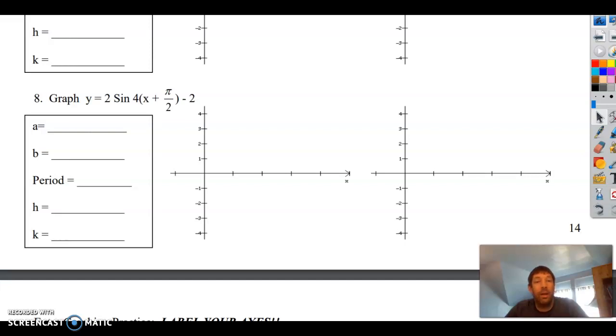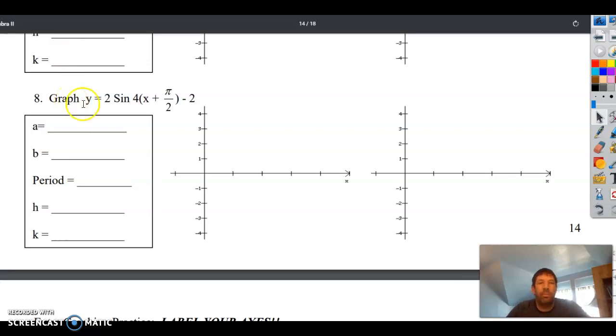Hey gang, I want to look at a couple of equations now and graph them. So we're going to start with some trig equations, sine and cosine, and we're going to look at how we graph them from the equation. So I'm going to start here with problem number 8 on page 14.